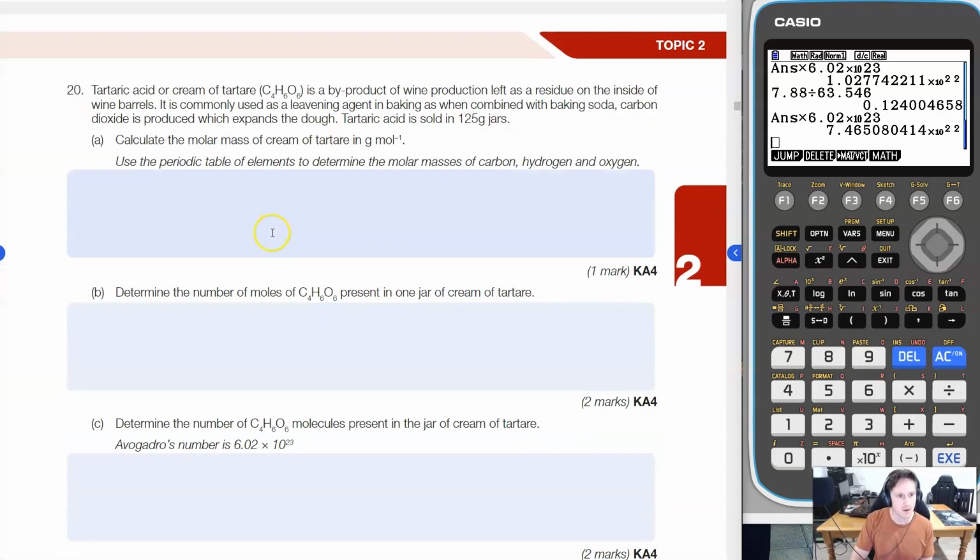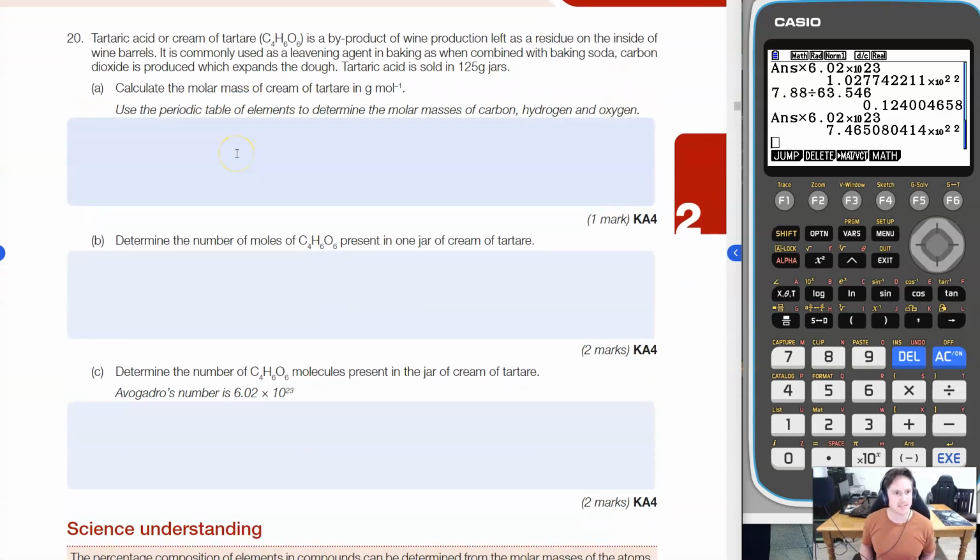Okay, done. The next one, tartaric acid or cream of tartar, which has the formula here, is a byproduct of wine production left as a residue on the inside of wine barrels. It's commonly used as a leavening agent in baking when combined with baking soda. Carbon dioxide is produced, which expands the dough. Tartaric acid is sold in 125 gram jars. Calculate the molar mass of the cream of tartar in grams per mole. Use the periodic table of elements to determine the molar masses of carbon, hydrogen, and oxygen.